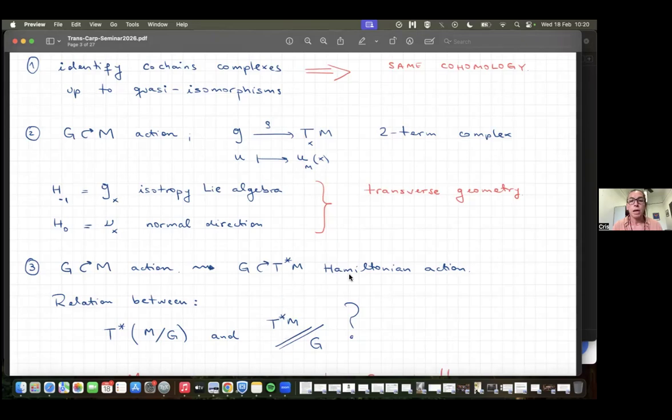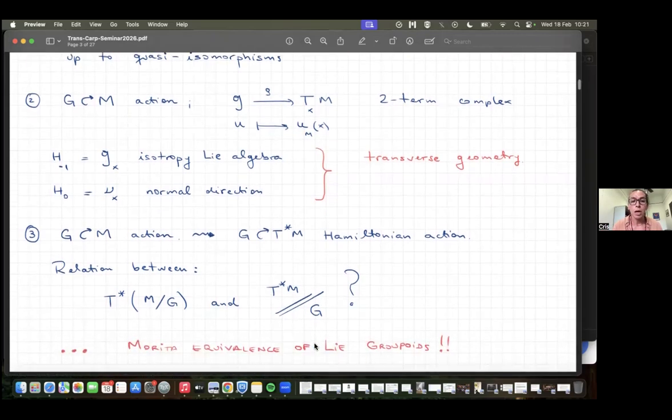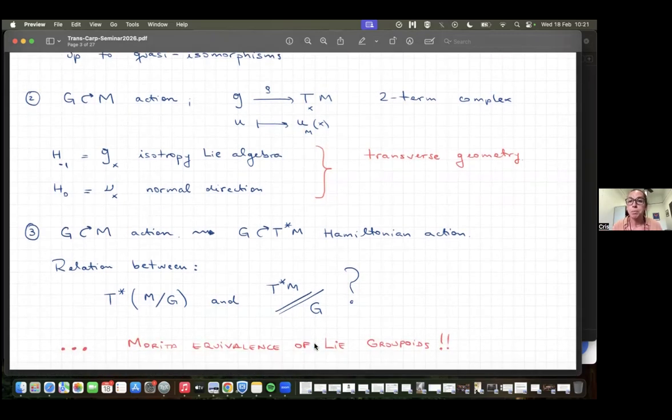But on the other side, we have a Hamiltonian action, and we can construct the Marsden-Weinstein reduction at the 0 level set. This gives you the Marsden-Weinstein quotient, which is on the right-hand side. And the question is how the cotangent bundle of the quotient and the reduction of the cotangent bundle are related. It turns out that one can understand these three different situations in a unified way by looking at Morita equivalence of Lie groupoids.